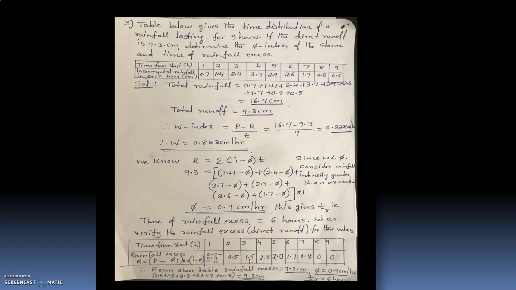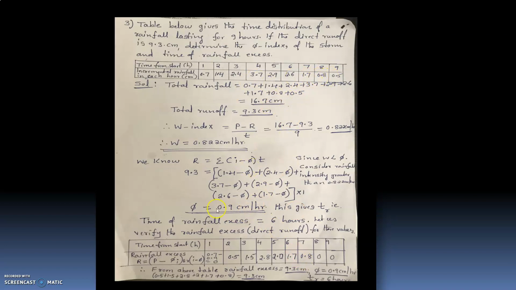The next value, that is 2.4. 2.4 minus 0.9, that is equal to 1.5. Next value 3.7. 3.7 minus 0.9, that is equal to 2.8. Next is 2.9 minus 0.9, that is equal to 2. 2.6 minus 0.9, 1.7. 1.7 minus 0.9, 0.8.